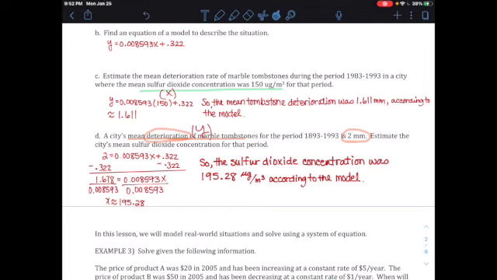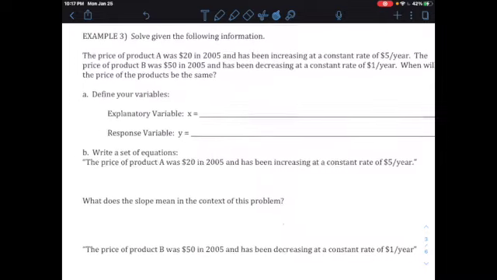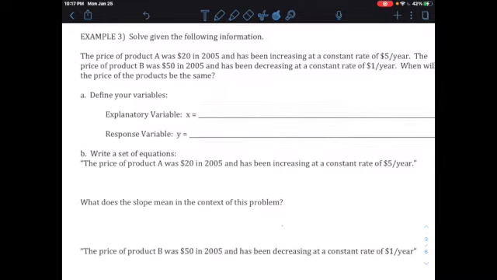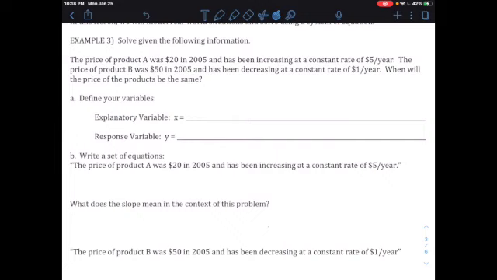µg per meter cubed. In this lesson, we will model real-world situations and solve using a system of equations. Before we do, we write one equation and analyze that. Now we're going to do 2 of them, setting up equations and then finding the intercept, which we talked about last time. Example 3: the price of product A was $20 in 2005 and has been increasing at a consistent rate of $5 a year. So this is $5 per year. By reading that it's increasing $5 per year, you should understand that probably is your slope.